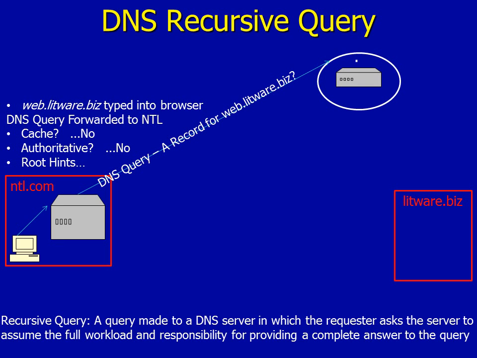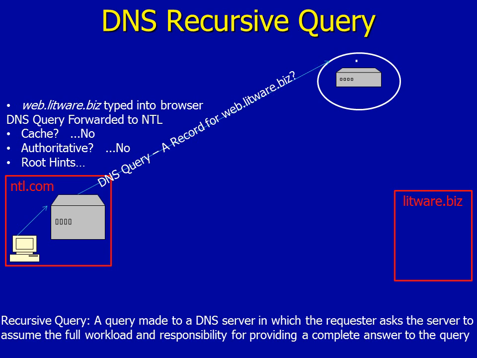In the DNS server, a number of IP addresses are stored for the root servers, which are based throughout the world. These are known as the root hints, so it's literally a list of IP addresses with reference to a list of root servers which are stored over the world. This can then send a DNS query to one of these root servers, these dot servers. So the DNS query here is: what is the A record for web.litware.biz?